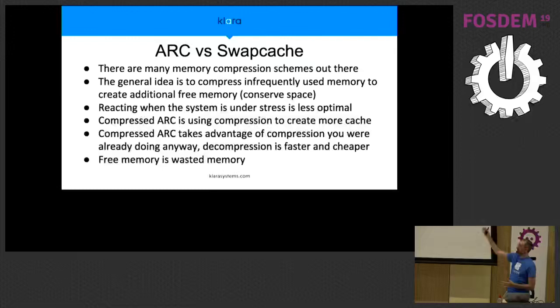Because again, free memory is wasted memory. If you have free memory, you might as well use it for cache, because if you end up needing that memory, you can always shrink the cache to free up that memory again and use it for the user application. But in the meantime, the larger the cache is, the higher the chances that the data you're trying to read will be in memory instead of on the slow disk.